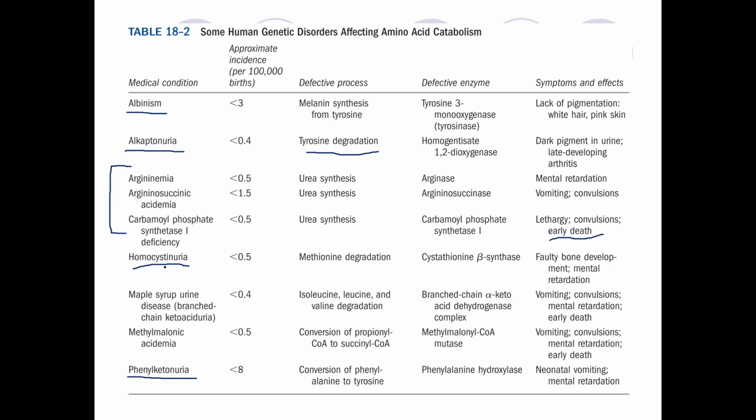Homocystinuria is a defect in methionine degradation, because a defect in methionine degradation creates more homocysteine. The defective enzyme here is cystathionine beta synthase.